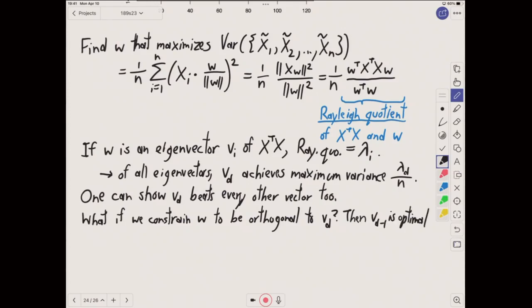And if you need a third direction that's orthogonal to both Vd and Vd minus 1, Vd minus 2 is optimal. And so on. And it is possible to show that the combination of those eigenvectors gives you a subspace that is the optimal solution to the question, what is the best k-dimensional subspace? Any questions about that?